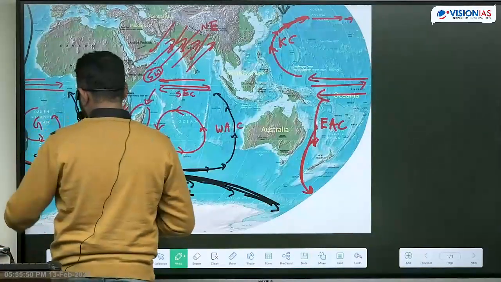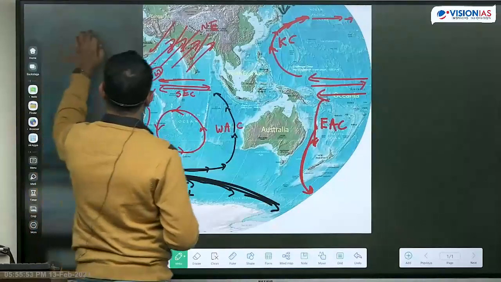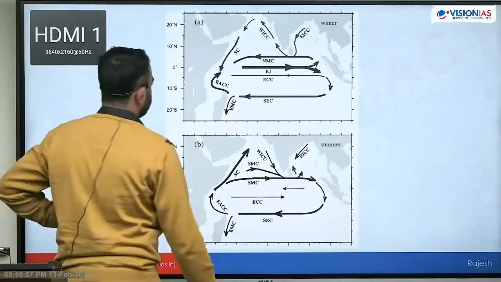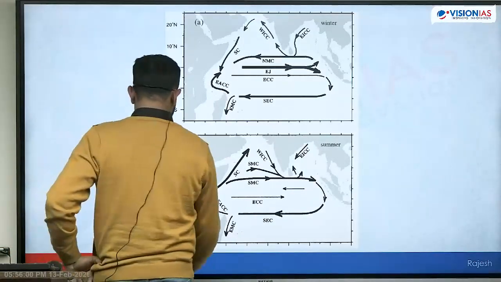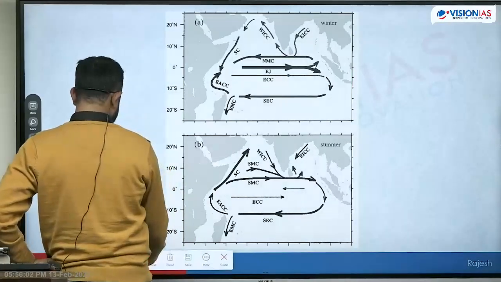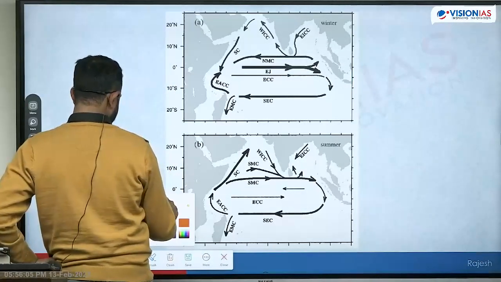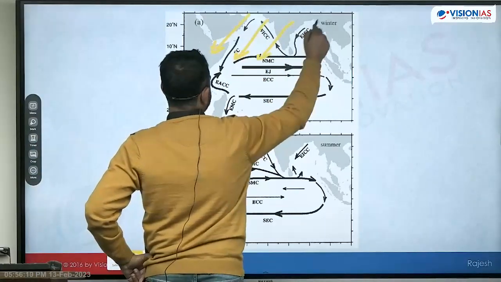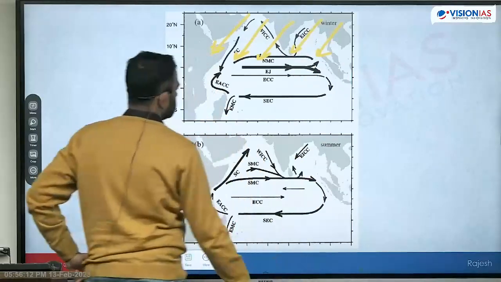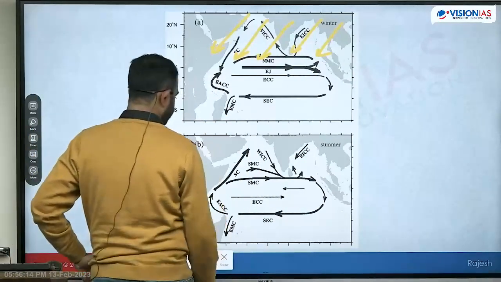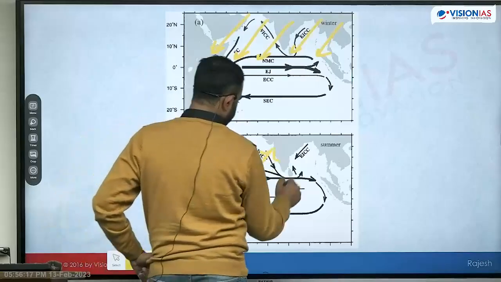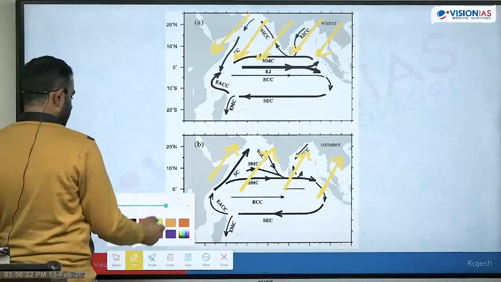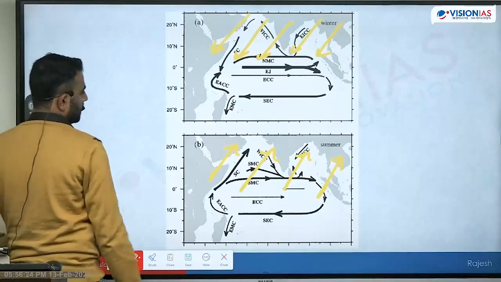So currents of northern Indian Ocean. During the winters, okay, so let me just show this as the wind direction. Okay, yellow में जो लिखा है, this is wind direction. So this is summer. Now, what are the currents?